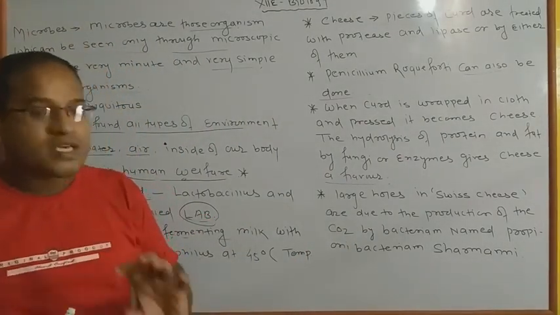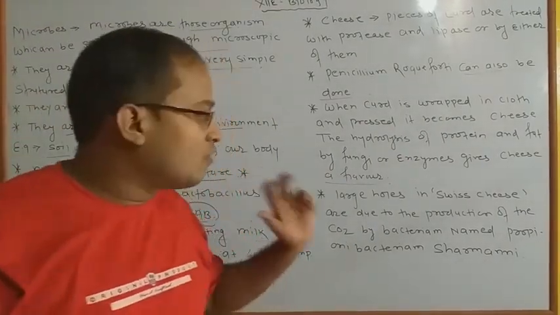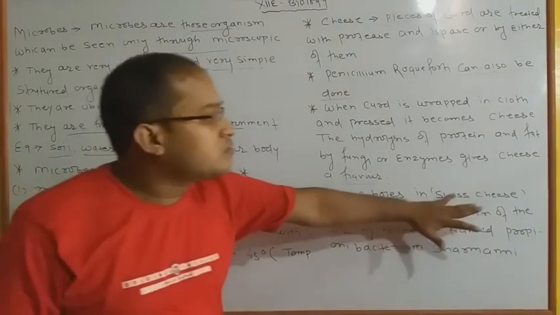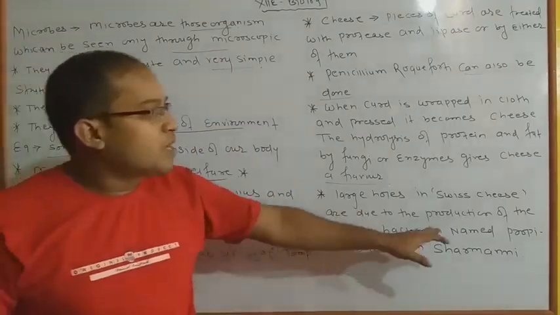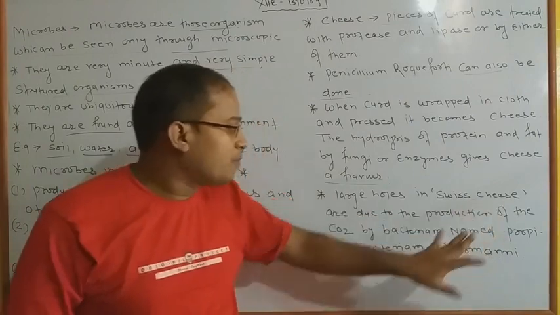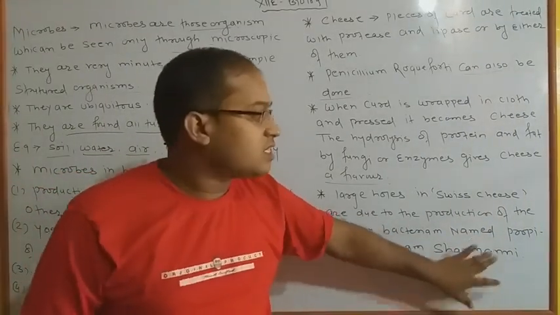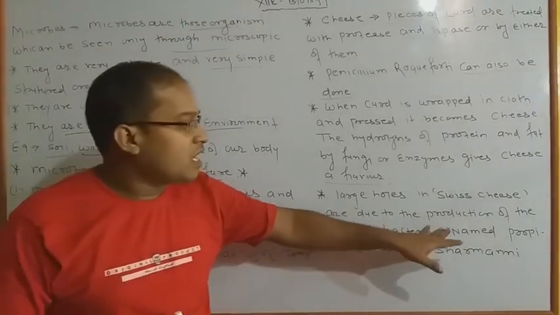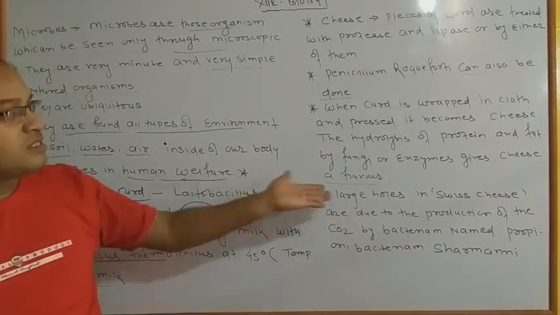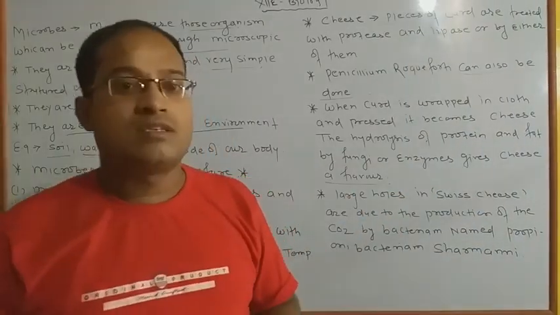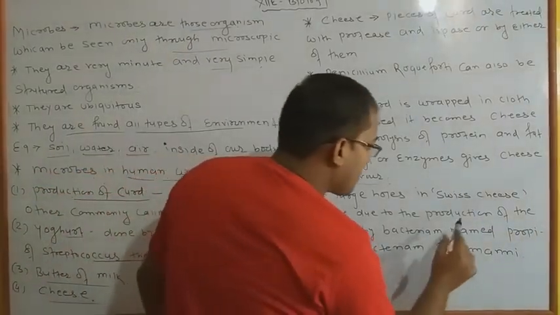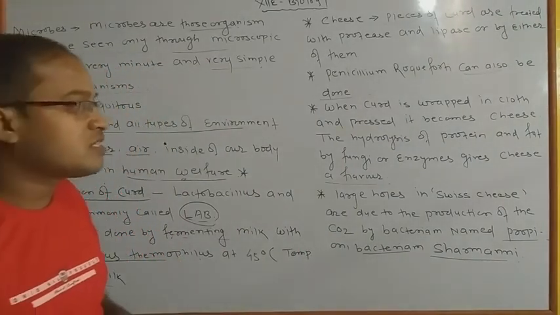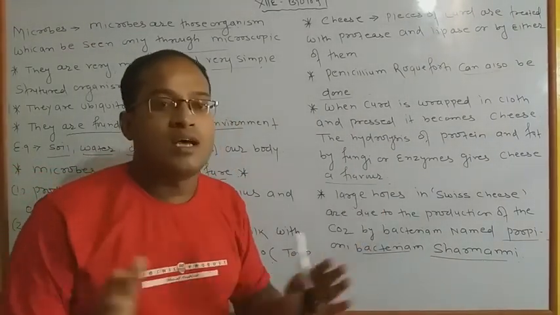Many times in NCERT a question arises: what is Swiss cheese and how do the big holes appear? The large holes in Swiss cheese are made by the production of CO2 by a bacterium named Propionibacterium shermanii. This is a special type of bacteria which creates CO2, carbon dioxide, in the cheese in large amounts, and that's why the holes become large.